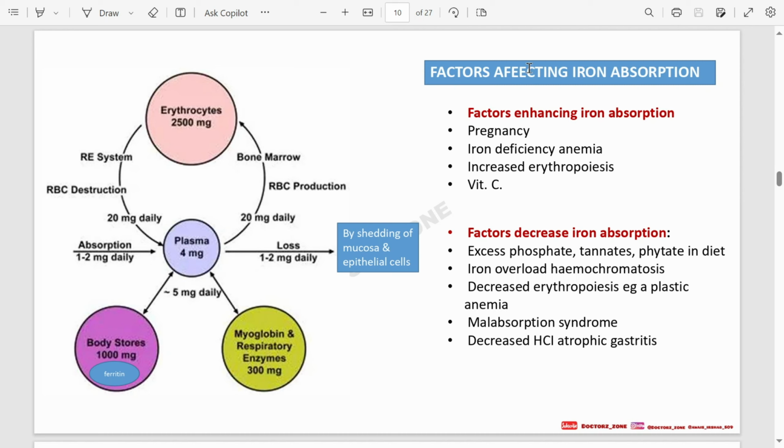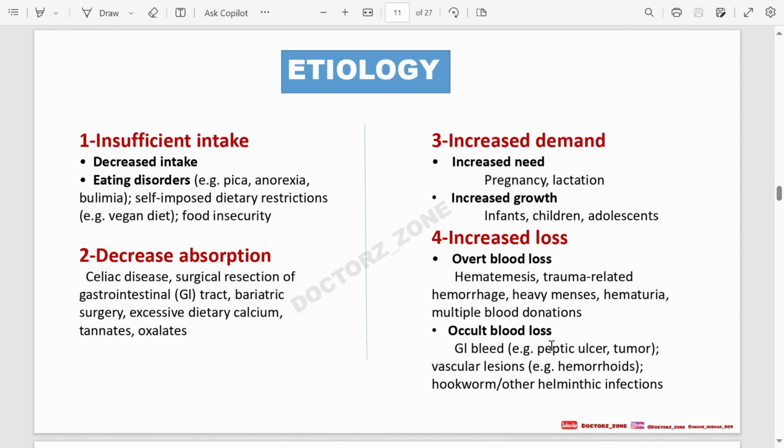First, factors which enhance iron absorption. These are pregnancy, iron deficiency anemia, increased erythropoiesis, and vitamin C. And then factors which decrease iron absorption. These are excessive phosphate, phytate, and calcium in the diet, iron overload, hemochromatosis, decreased erythropoiesis, malabsorption syndrome, and decreased HCl. So what is the etiology of iron deficiency anemia?